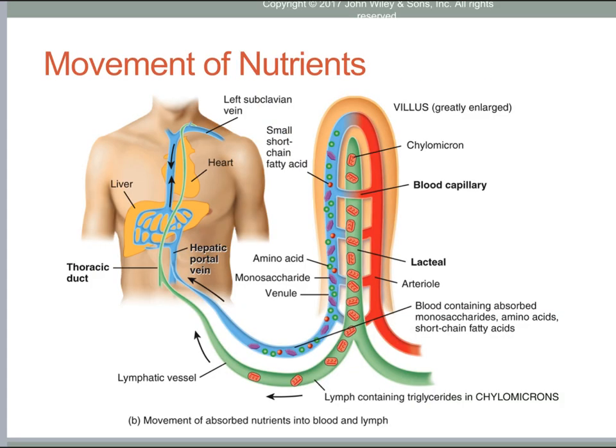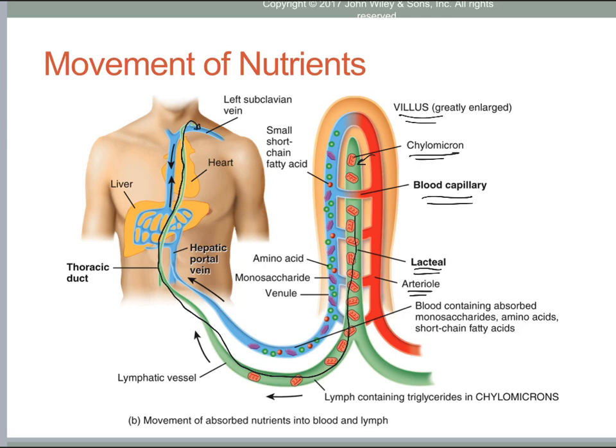Movement of nutrients. We can put everything we looked at on that chart on the previous slide into an actual picture. So we start with the villus, zooming into this finger-like projection. We see our blood capillary, we see our lacteal, and our arteriole, so these are our macro structures. Now we can start looking at a nutrient level. Here's that chylomicron being taken up from the blood into that lymphatic vessel, into that lacteal, at which point it's going to carry its way through our system and dump back into the left subclavian vein.